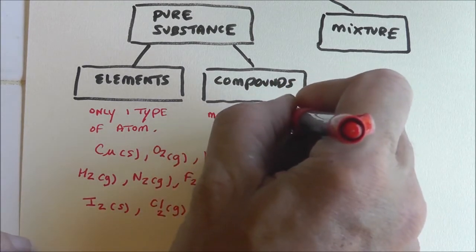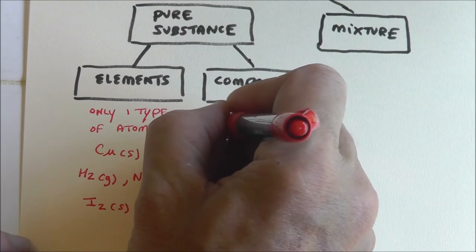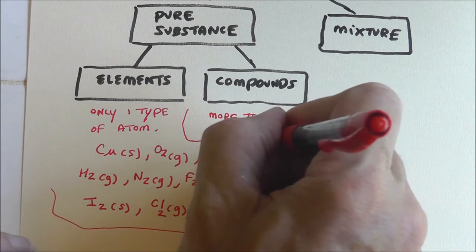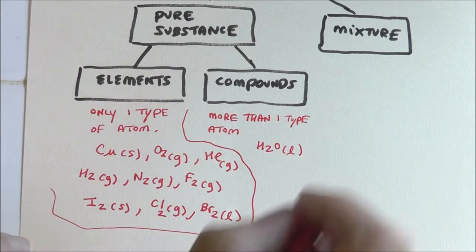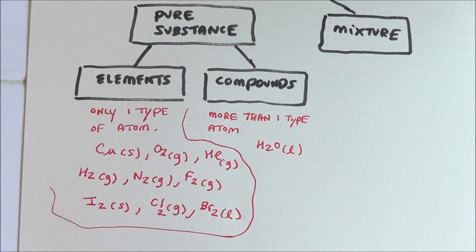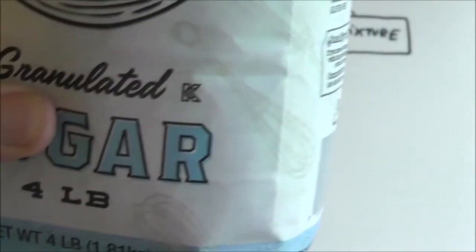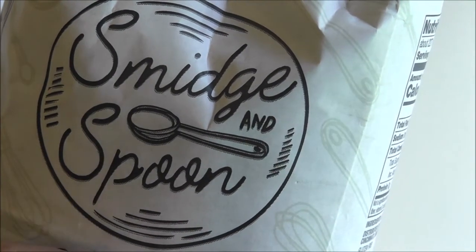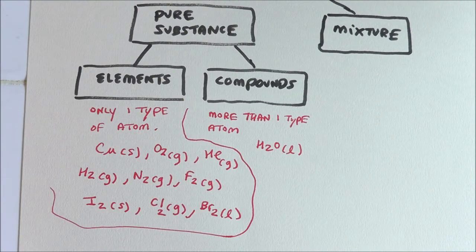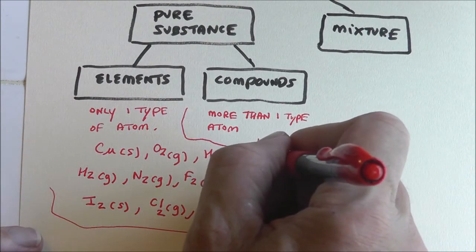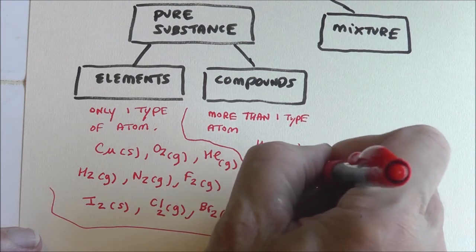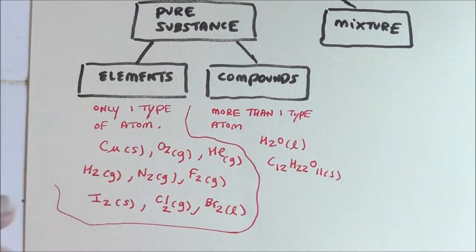One type of atom. Make sure I make delineation here. So here's your water, right? Water's a compound. We could take this, you know, here, trying to pick things that touch your life. Sugar, right? And I like Smidge and Spoon sugar. I have no idea what Smidge and Spoon is. That's just a brand name. But C12H22O11. That's a molecule of carbon, hydrogen, and oxygen.